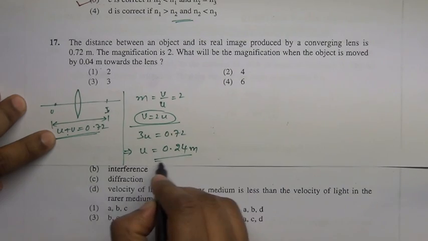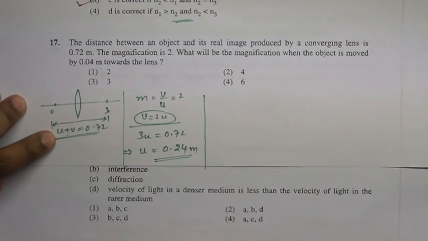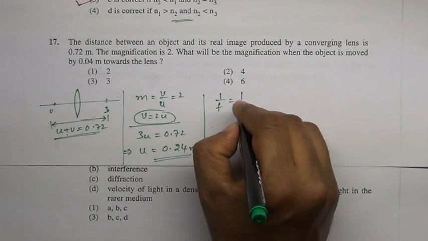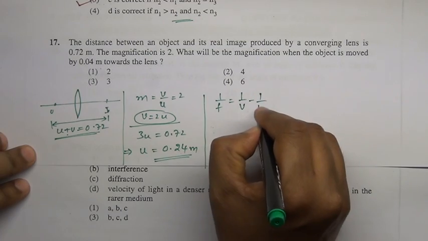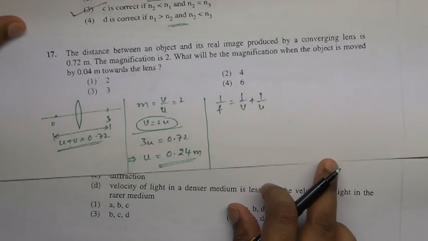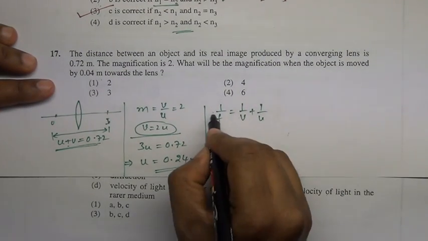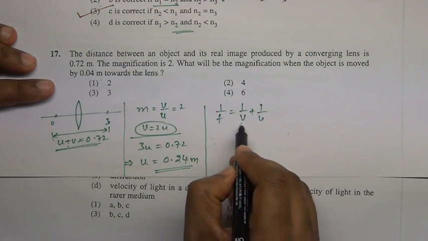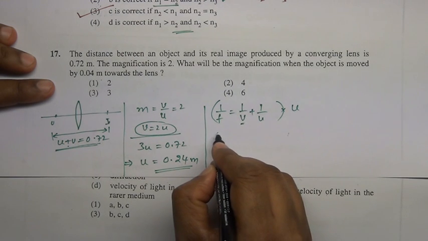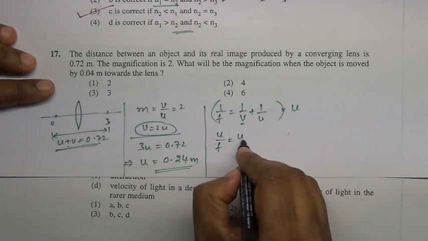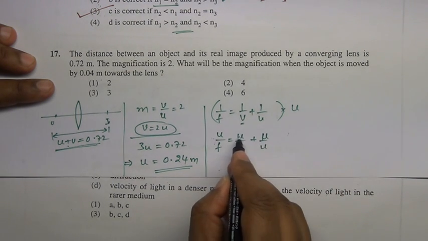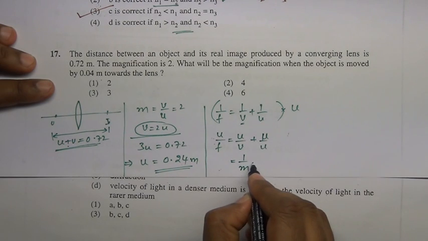This implies object distance equals 0.24 meter. But we also know 1 by f equals 1 by v minus 1 by u, or 1 by v plus 1 by u. Since only object distance is changed, let me multiply throughout by u because I don't want image distance. Multiplying by u: u by f equals u by v plus u by u. This is 1. This is 1 by m. So 1 by magnification plus 1.